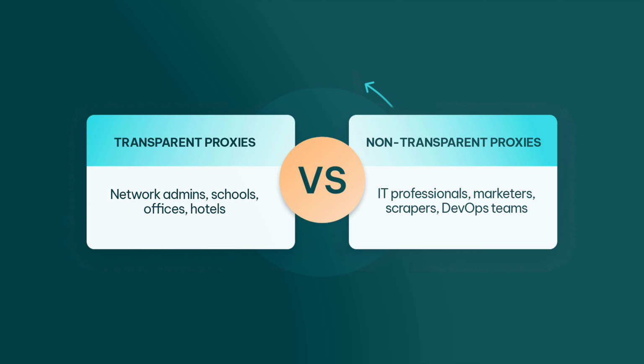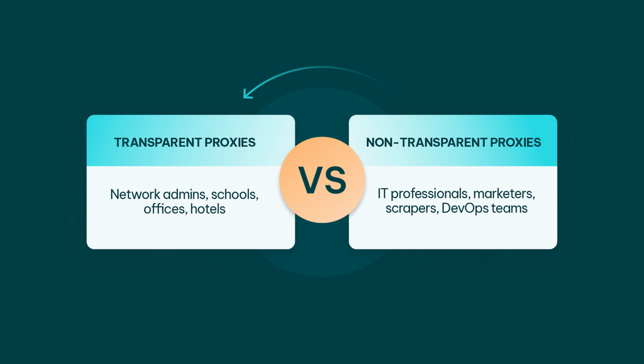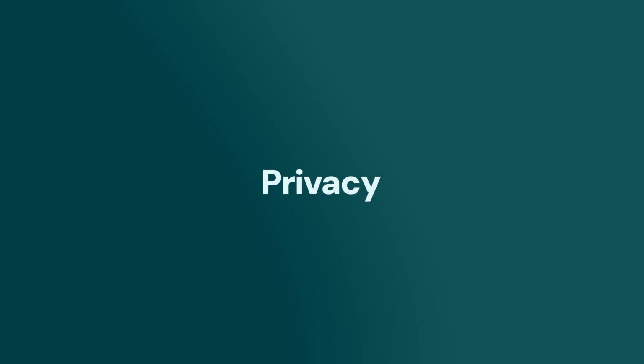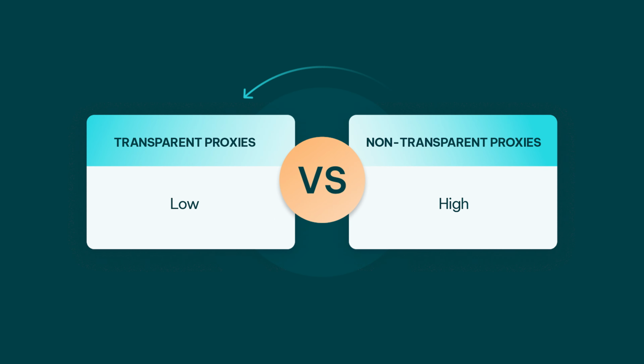Typical users. Transparent proxies are commonly used by network administrators in schools, offices, hotels, or public Wi-Fi environments. Non-transparent proxies are used by IT professionals, marketers, developers, and data teams looking for uninterrupted, efficient workflows. Privacy. Transparent proxies are not designed for privacy. Instead, they prioritize visibility and control. Non-transparent proxies are built to protect your IP address, keeping it private. So when should you use a transparent proxy and when does a non-transparent proxy make more sense?